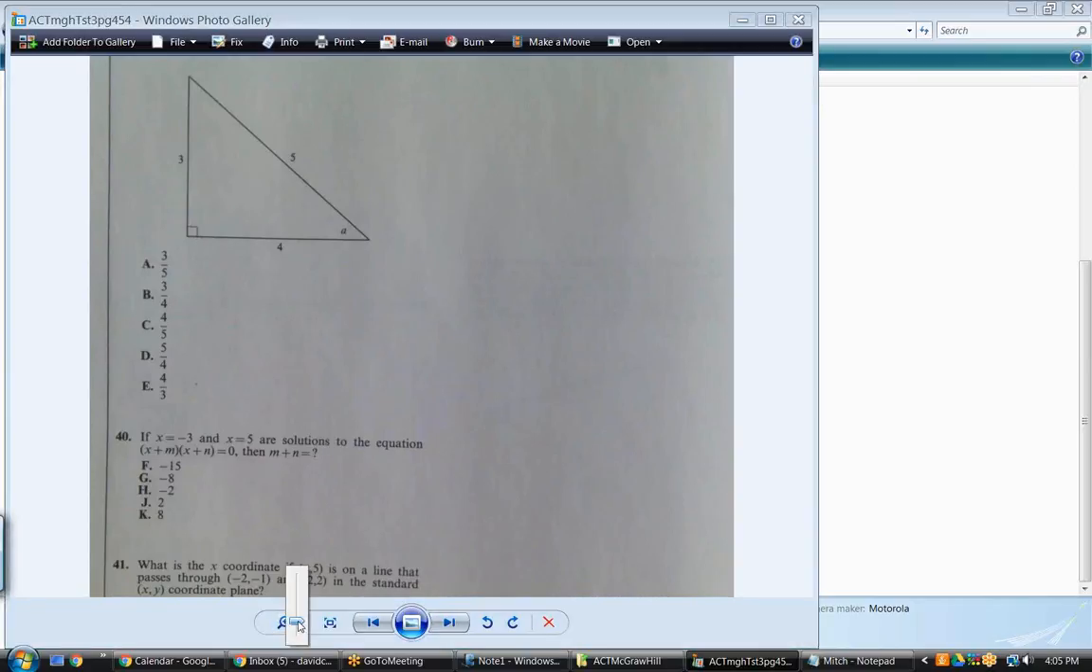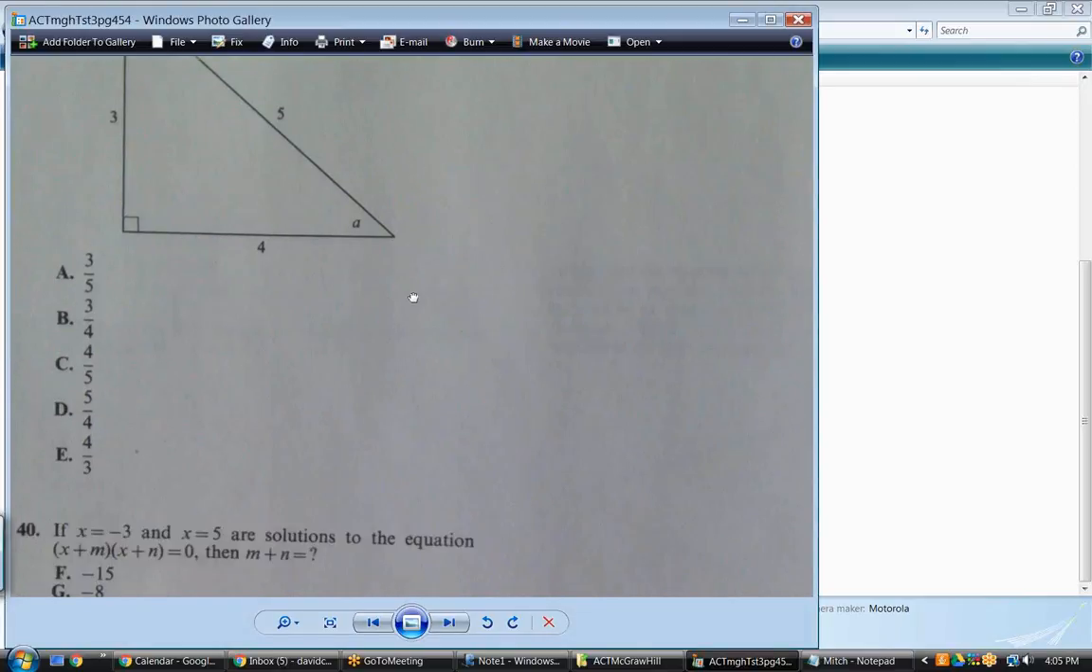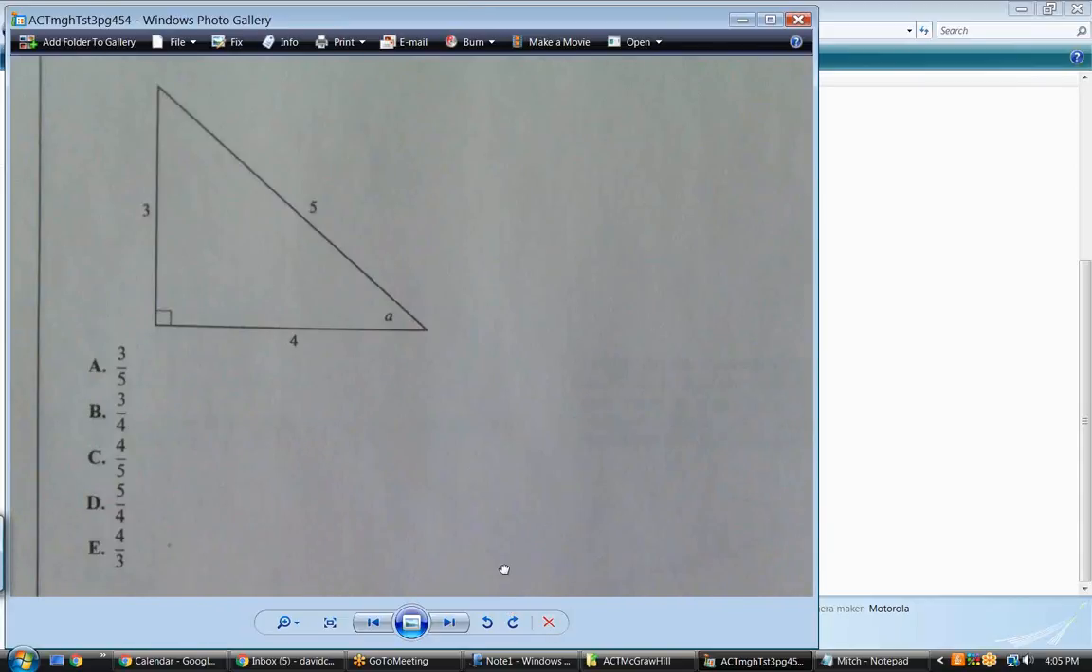Okay, we have our trig question that looks like I cut the top of it off. So somewhere above there, it must say what is either the sine, the cosine, or the tangent of A. Well, let's do all three. What's the sine of A? 3/5. What's the cosine of A? 4/5. And the tangent of A? 3/4. Yeah, that's correct.